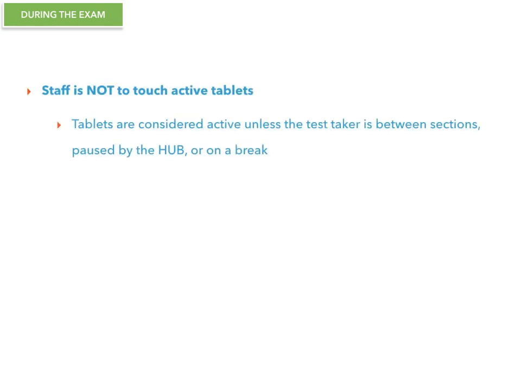There are a few additional pieces of information that you'll need to know while you're in the exam room. As I mentioned earlier, staff is not to touch an active tablet in any way. The tablet is considered active anytime a test taker is not between sections, paused by the hub, or on a break. This means that staff is not allowed to physically assist a test taker in adjusting tablet settings. This is important to avoid any accidental entries and possible irregularities.